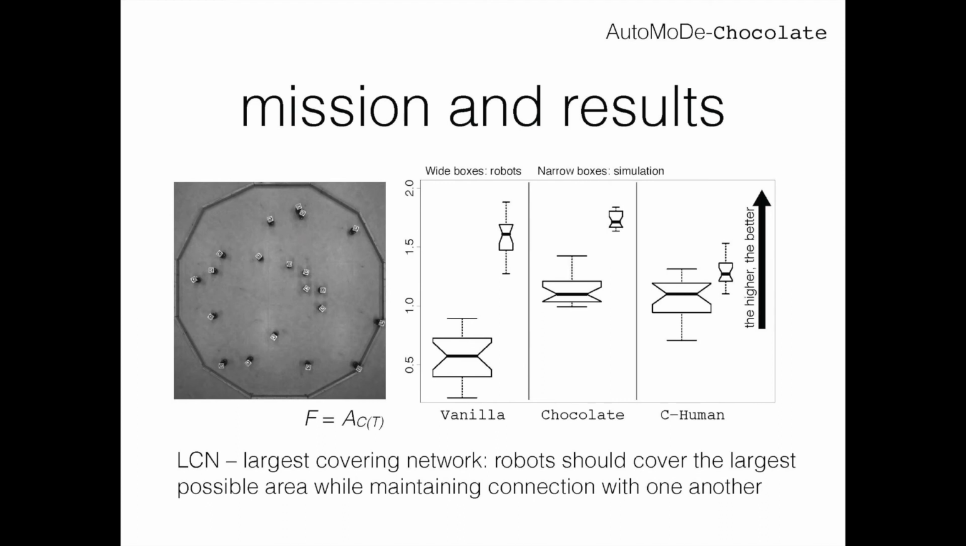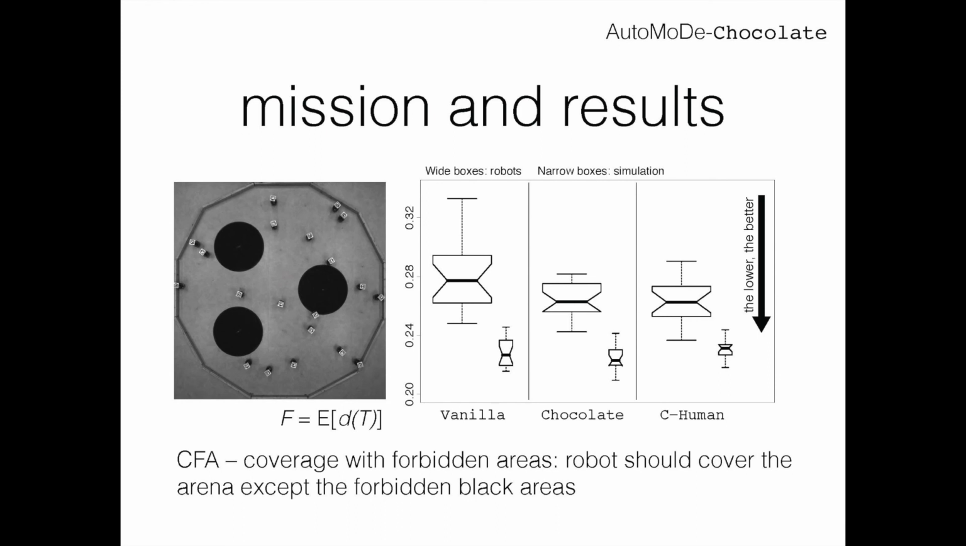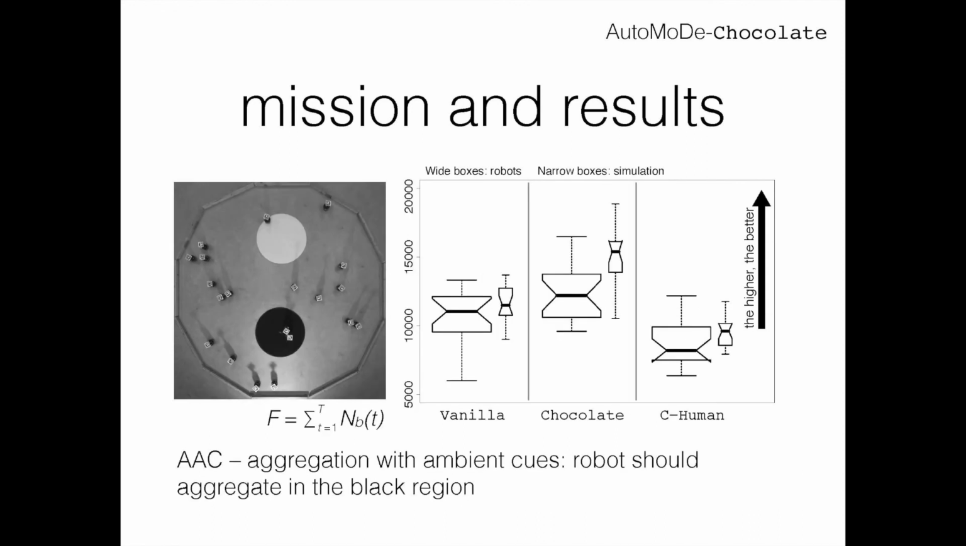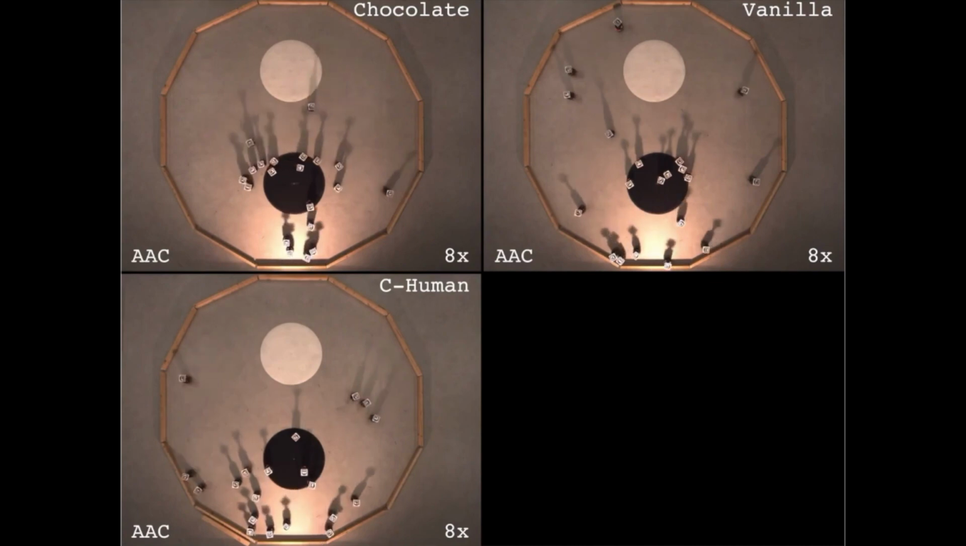Also, in the largest covering network, chocolate obtains better results than vanilla and more or less the same results as C-human. Here in coverage with forbidden areas, the results of the three methods are very close. Surface and perimeter coverage, also in this case, the results are very close, with chocolate slightly better than vanilla. Aggregation with ambient cues. Also in this case, chocolate is better than vanilla and better than C-human. Also for this mission, I have prepared a video.